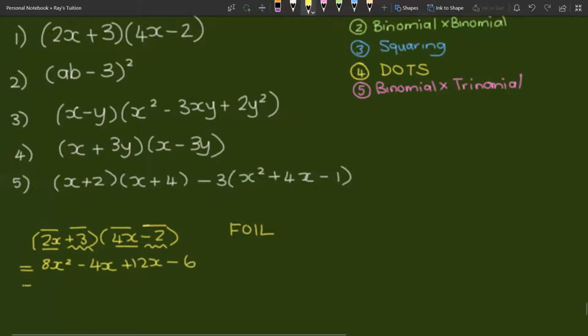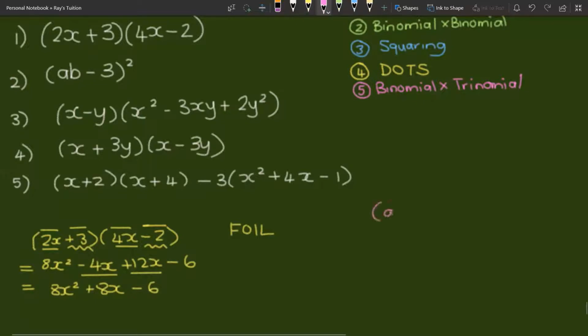Now what we can see is that we have like terms of minus 4x and plus 12x. So if we simplify that, minus 4x plus 12x is plus 8x. And then finally we have our minus 6. Let us have a look at the next one.